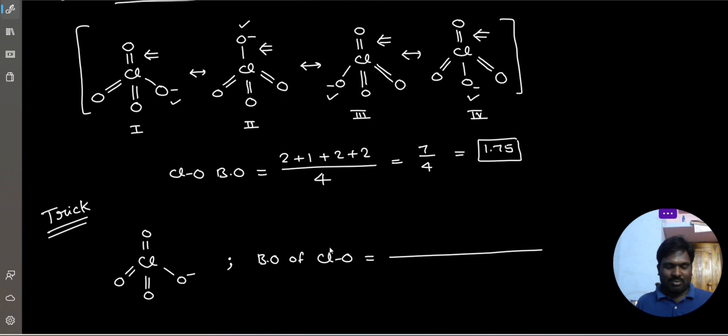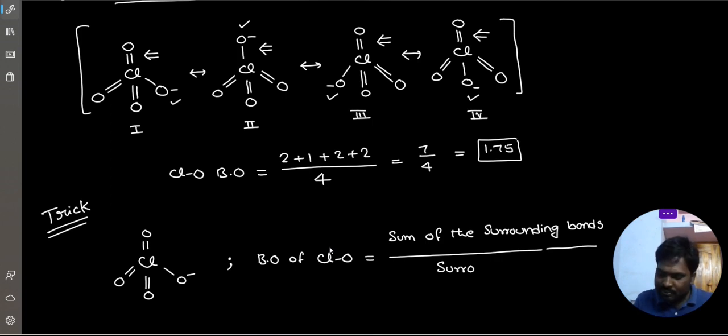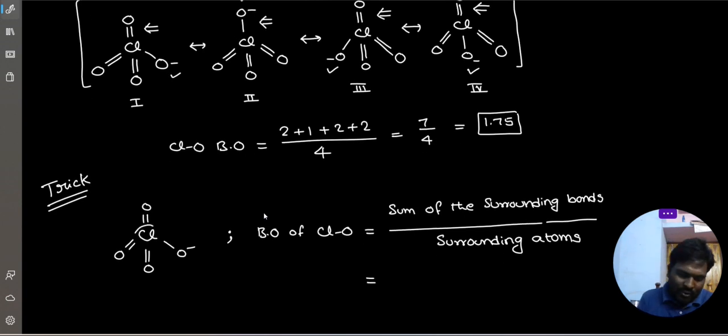So what is the simple trick? There is no need to write all the resonance forms. The simple trick is the sum of the surrounding bonds around the central atom, divided by the number of surrounding atoms. So how many bonds are around the chlorine?